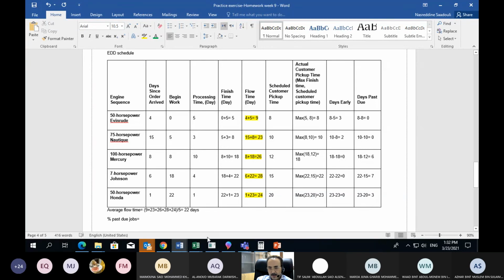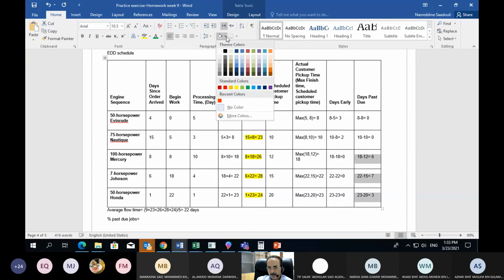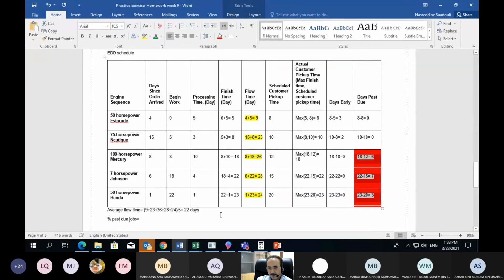Percentage of past due jobs, the same thing. I look at how many jobs are past due. They are the jobs that have a positive number of past due days. Again, I have 3 of them. There are 3 jobs out of a total of 5. So it's 60%.